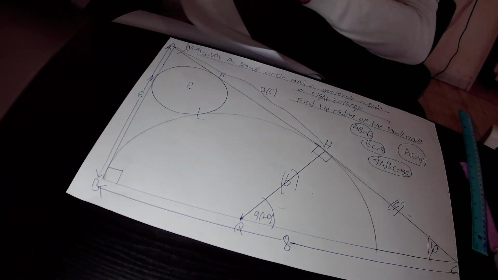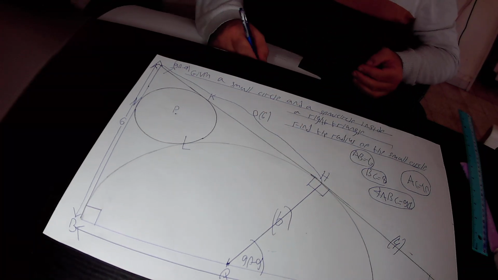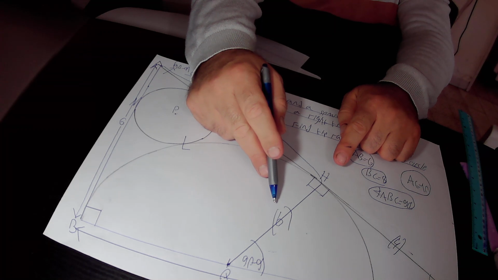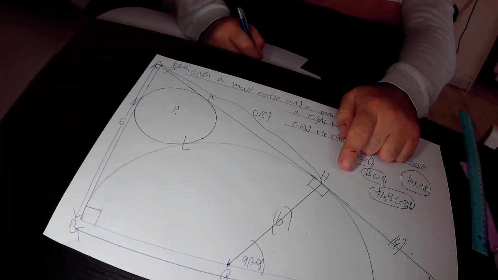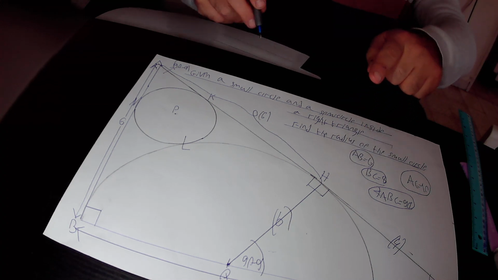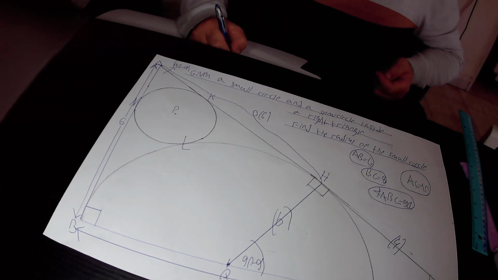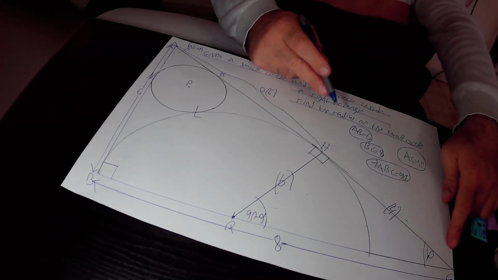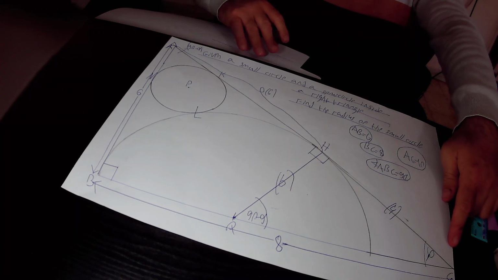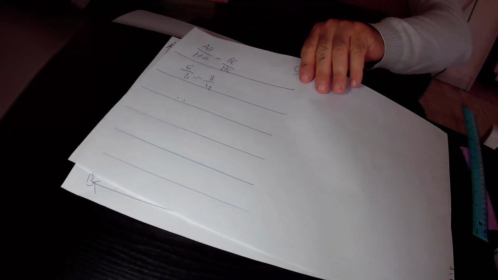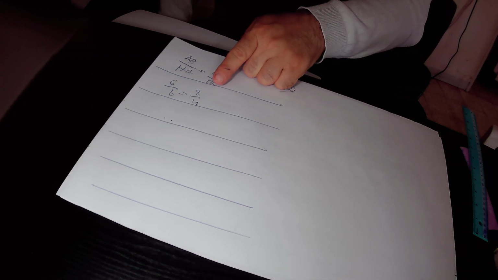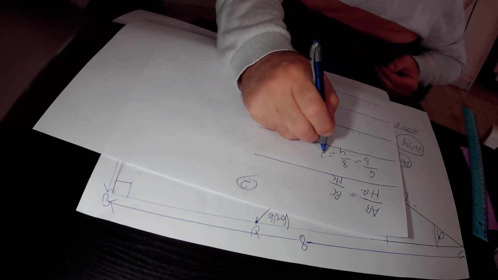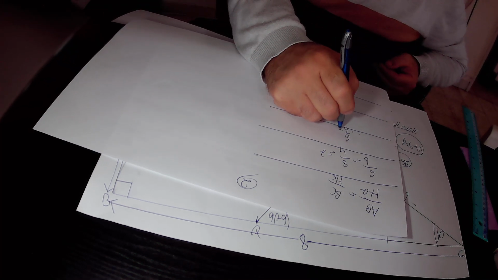AB is 6 over HQ. HQ is B, it is the radius of the big semicircle, that equals B according to our definition. And it equals BC. BC is 8 over HC. We already found out that HC equals 4. So in conclusion, we can find out that 6 over B equals 8 over 4. 8 over 4 is 2. So we can find out that 6 over B equals 2.